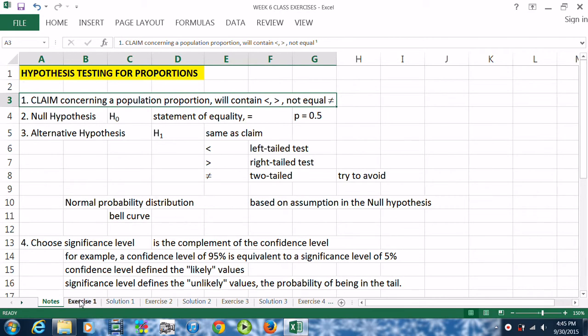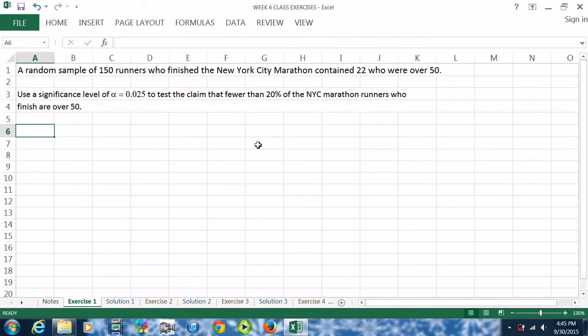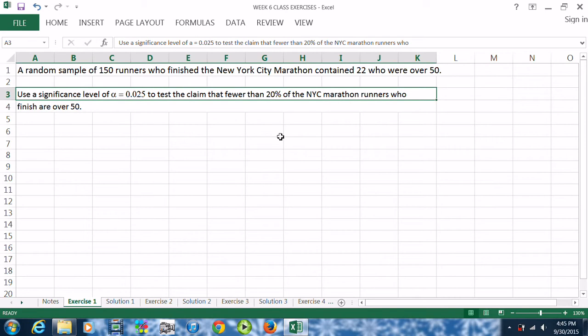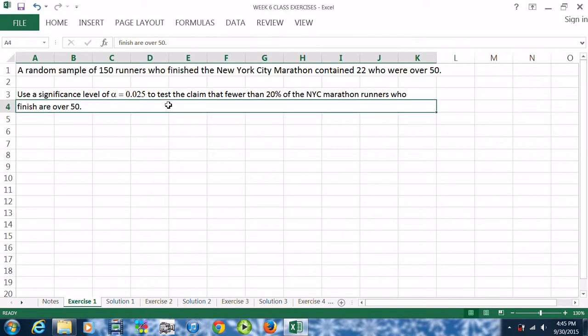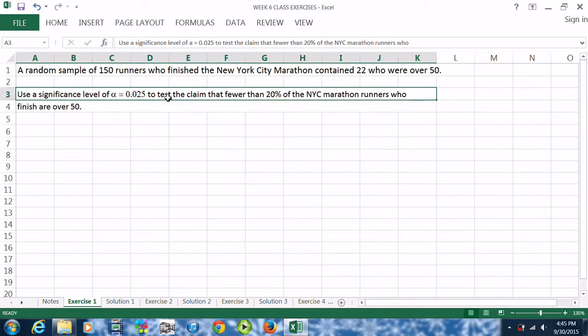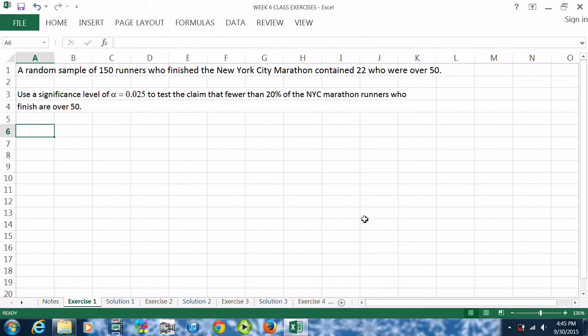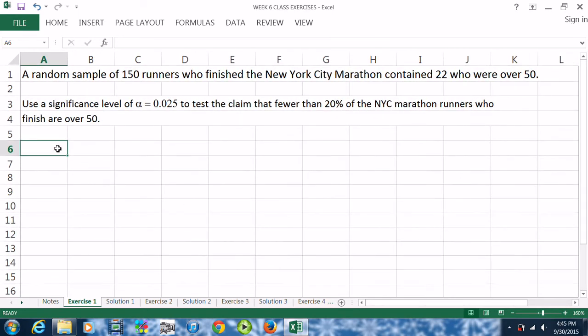So let's look at an example and start off with the claim. Let's consider the example where we have a random sample of 150 runners who finished the New York City Marathon, and they contain 22 who were over 50 years old. So we're looking at the proportion of runners who were over 50. We want to test the claim that fewer than 20% of the New York City Marathon runners who finish are over 50. So we're testing a claim of less than 20%. So our claim here is an inequality, less than.